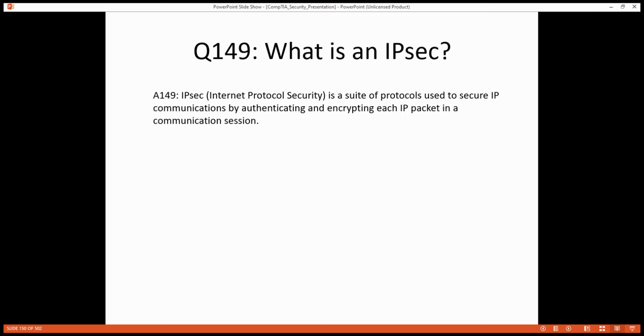Q149. What is IPsec? A149. IPsec, Internet Protocol Security, is a suite of protocols used to secure IP communications by authenticating and encrypting each IP packet in a communication session.